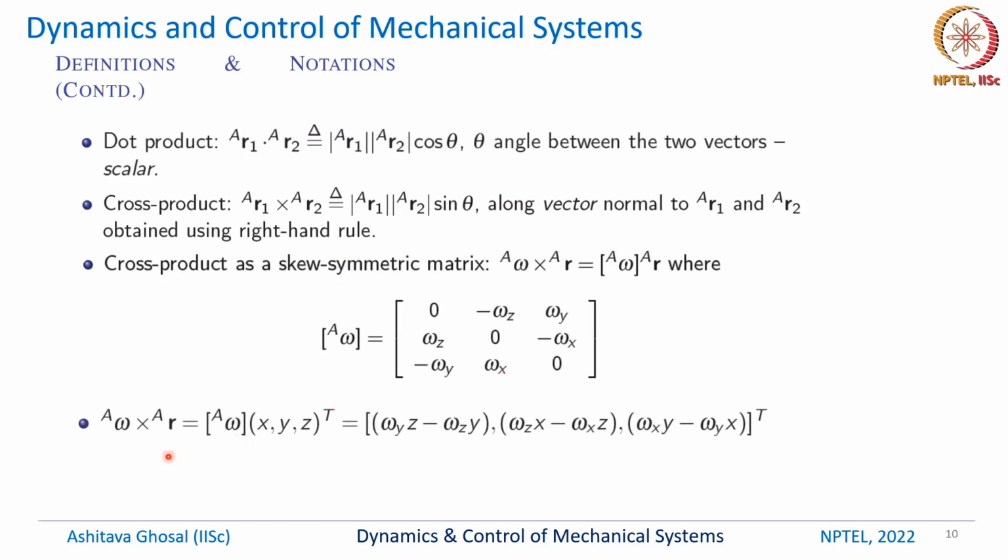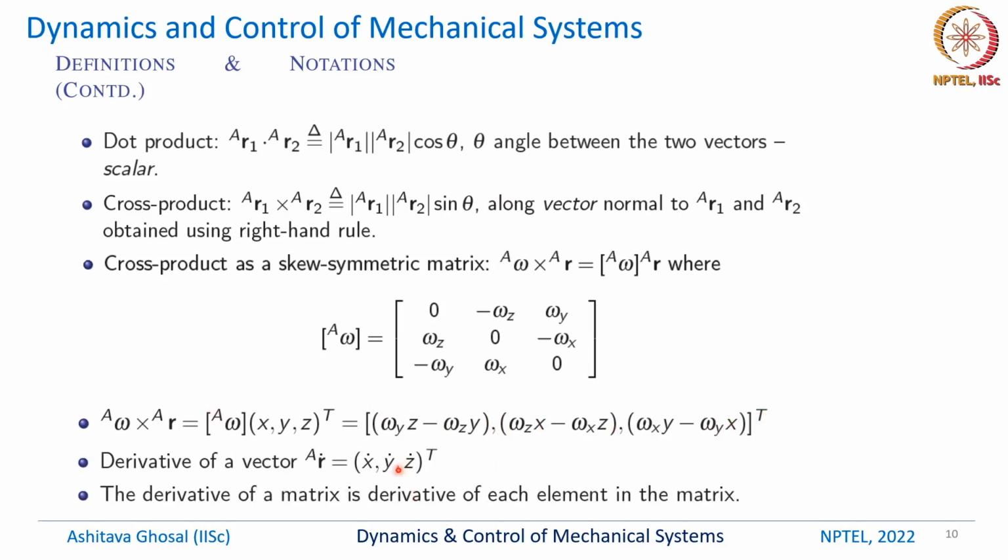So the cross product of A omega cross AR can be written as this matrix multiplying x, y, z, and again this T implies it's a column vector, and can be obtained as omega y z minus omega z into y. So this is the x component, omega z into x minus omega x z, this is the y component, and omega x y minus omega y x. Okay, and this is also a column vector. Again, remember, T denotes it's a transpose or the column vector.